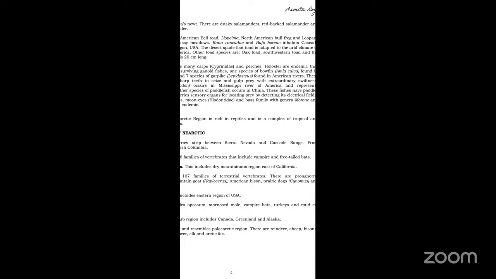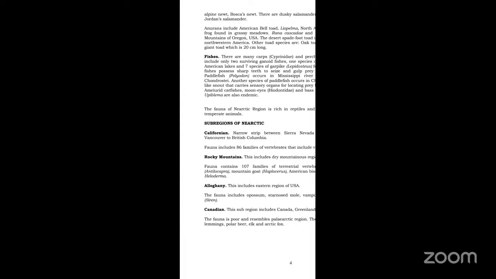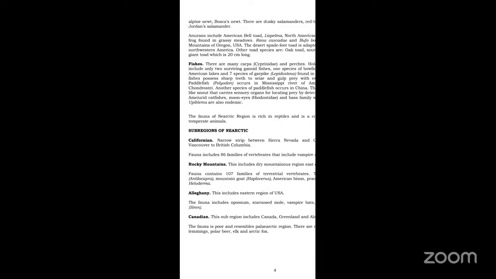Then Holostei are actually endemic. They include only two surviving ganoid fishes. One is called the bowfin, Amia calva, which is found in American lakes. And apart from that, seven species of garpike, that is Lepisosteus, are found in the American rivers. So these are found only in this particular region.